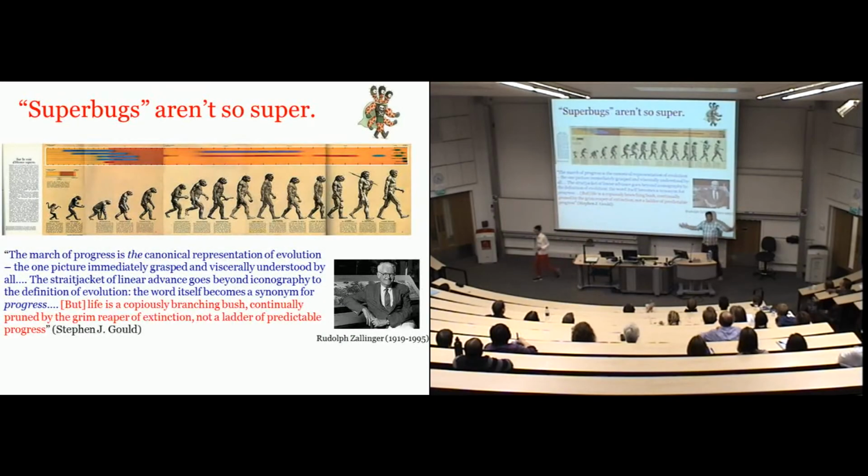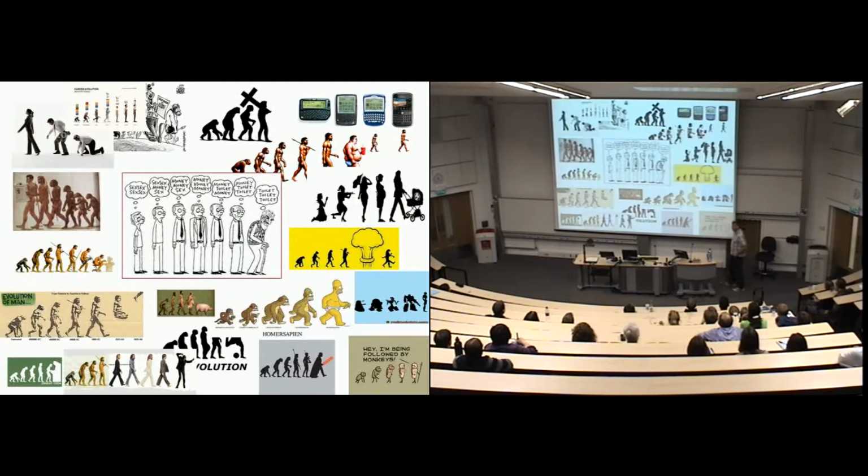So this illustration by Rudolf Zallinger, known as the March of Progress, has attracted an army of criticism, most notably from Stephen Jay Gould, who opined that it misrepresents evolution as a predictable ladder of progress and not a copiously branching bush. The term superbugs, of course coined by the media, in a sense falls into the same trap. Superbugs are bacteria which have become adapted to specific environmental challenges, no different from any other adaptations in evolution.